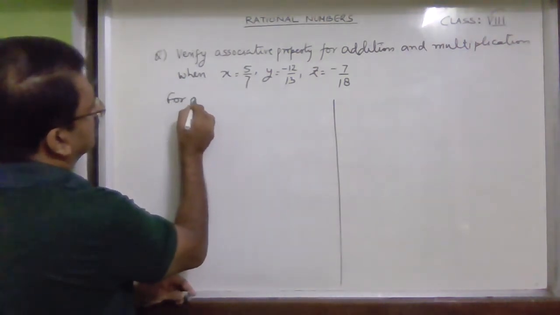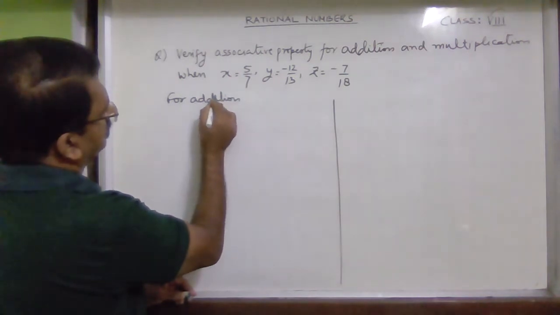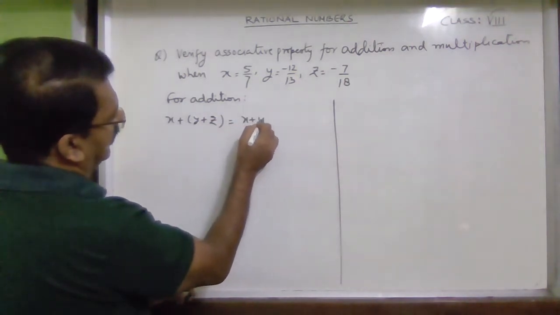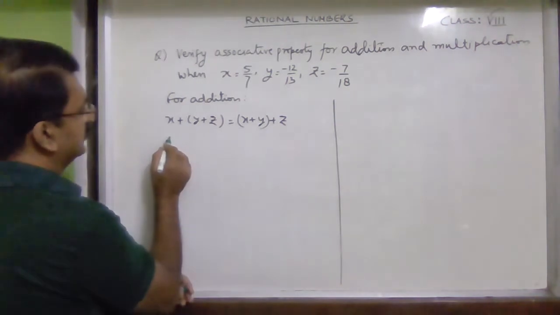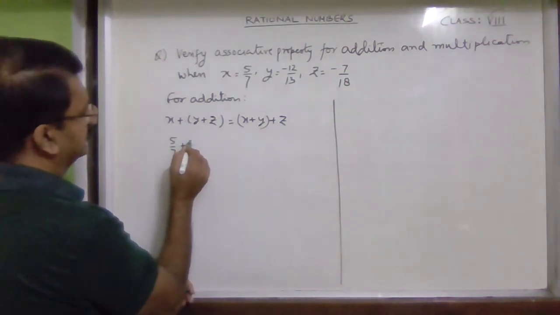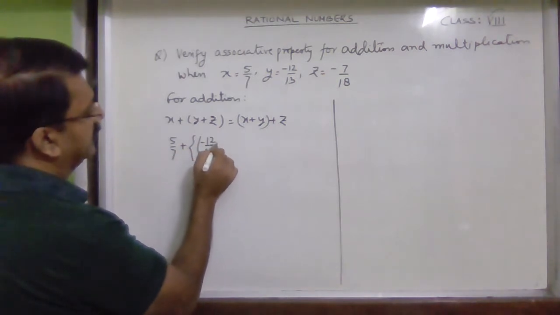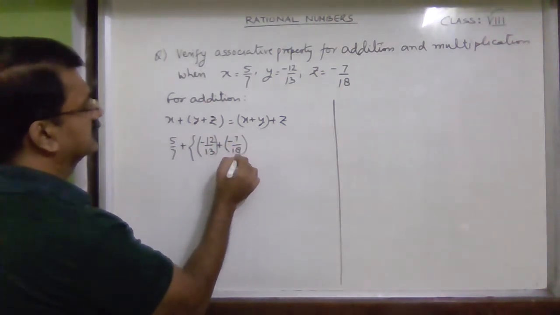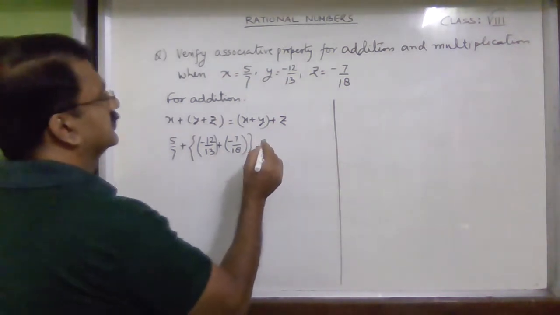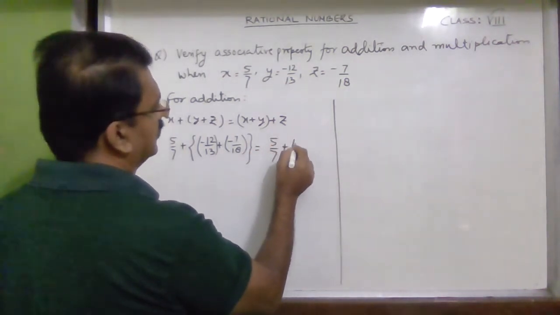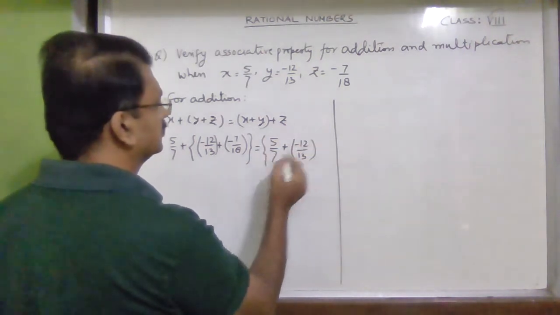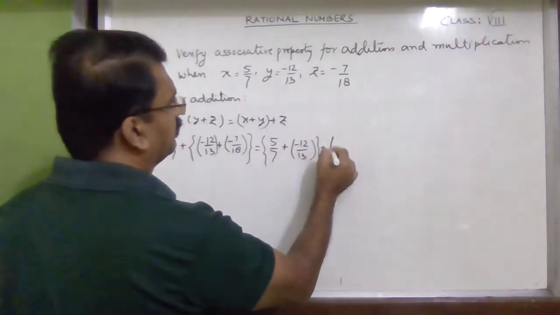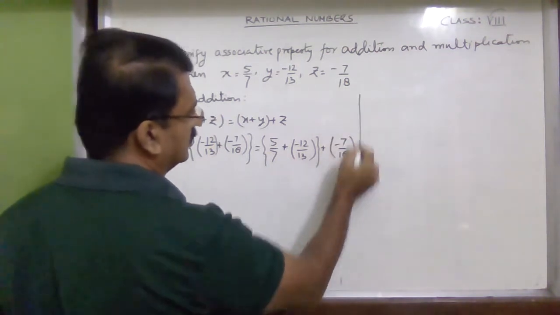For addition, (x plus y) plus z is equal to x plus (y plus z), means (5 by 7 plus minus 12 by 13) plus minus 7 upon 18 equals 5 by 7 plus (minus 12 by 13 plus minus 7 upon 18). Okay, now see.